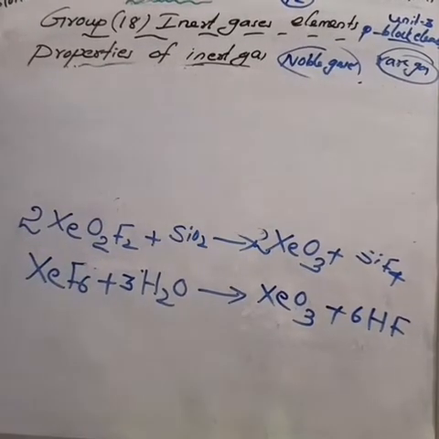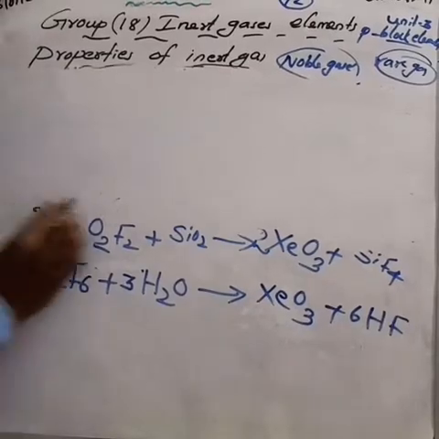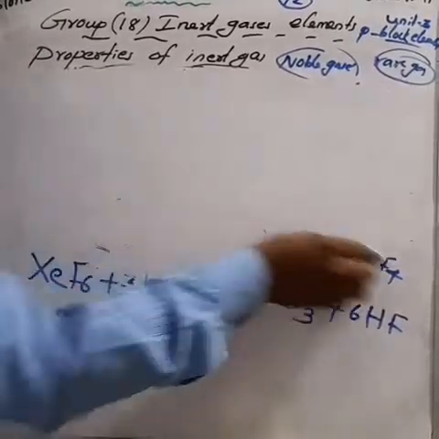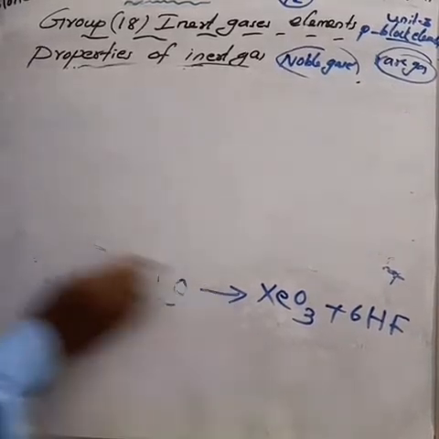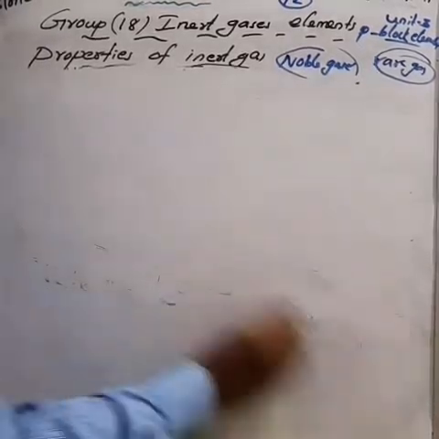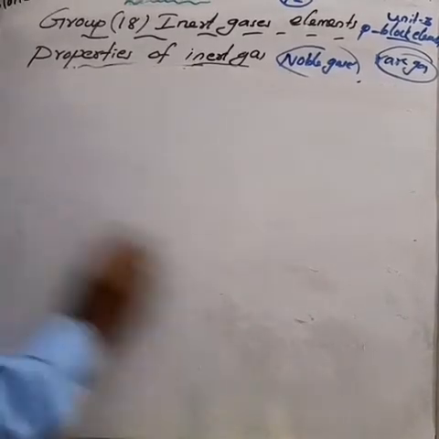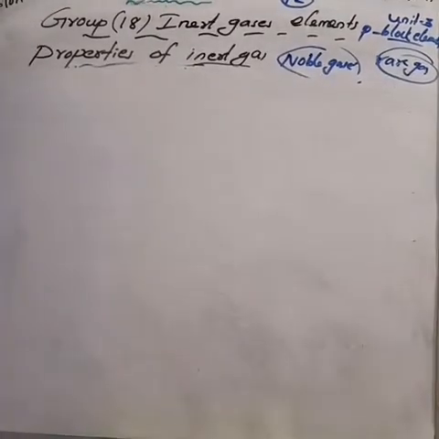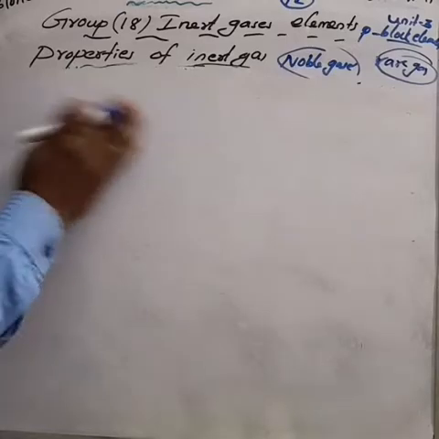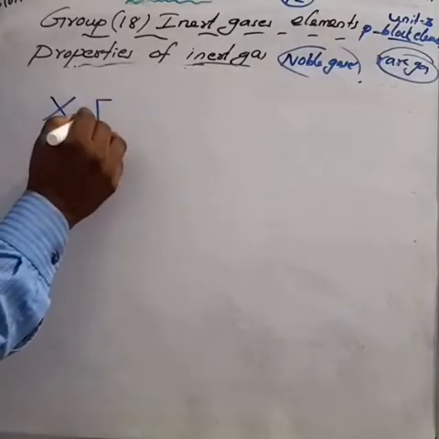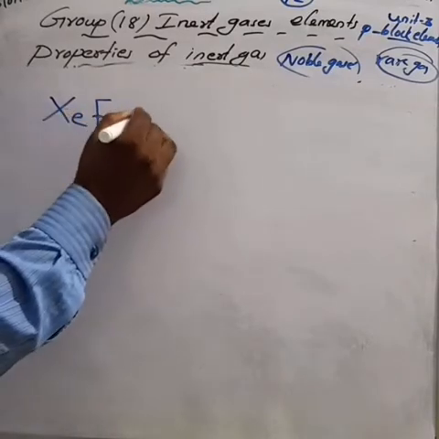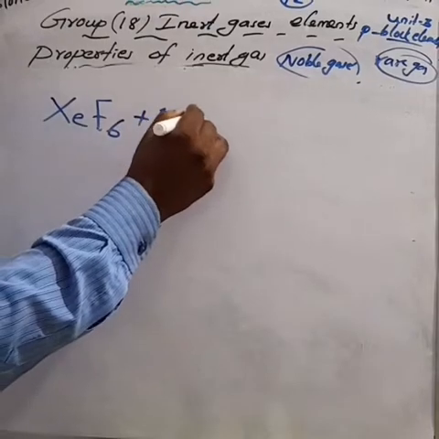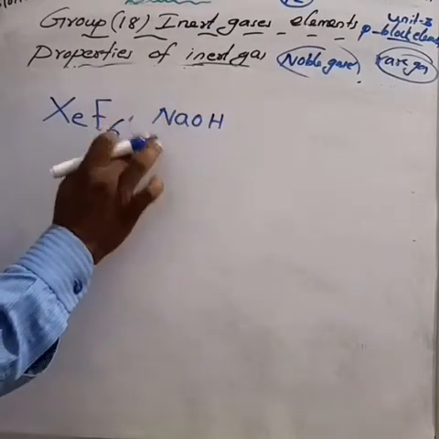Next, one of the important questions. What happens when xenon hexafluoride reacts with sodium hydroxide? So we have to write the equation. Xenon hexafluoride, that is XeF6, reacts with sodium hydroxide, that is NaOH, and we get sodium perxenate.